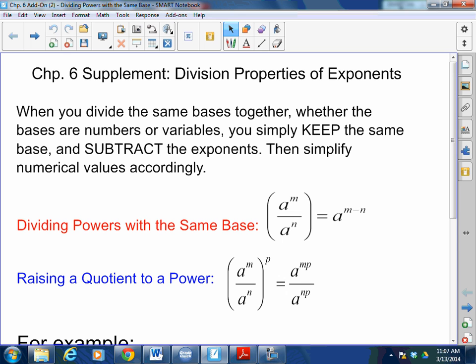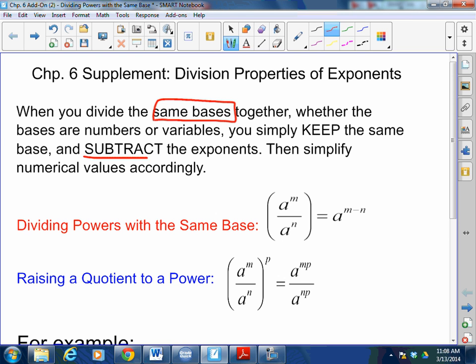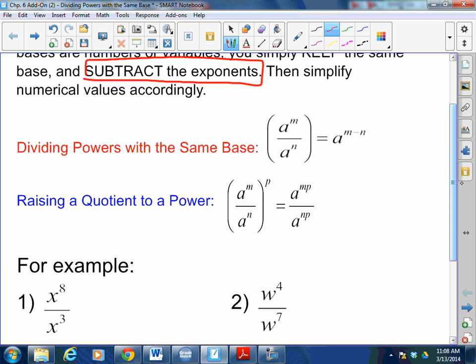So today we're going to talk about the division properties of exponents. And when you divide the same base, again, notice it's very similar to multiplication. You divide the same bases together, whether the bases are numbers or variables, simply keep the same base and this time subtract the exponents. Then simplify numerical values accordingly. So what does that mean? If I have a to the m over a to the n, I'm going to keep the base of a and I raise it to the power of m minus n.